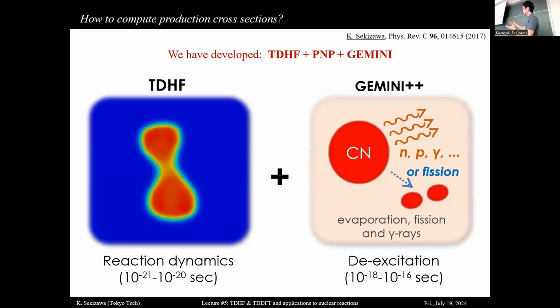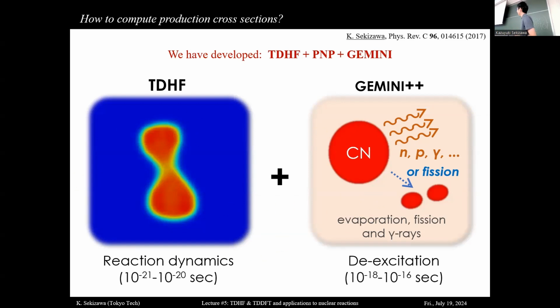But after the reaction, two nuclei can be highly excited. And as I mentioned, the excited fragments can decay through fission or evaporation processes. So actually, this kind of decay process occurs with much longer time scales, like 10 to the minus 18 or 10 to the minus 60. So it is quite different. So it is not reasonable to describe these kinds of processes within TDHF.